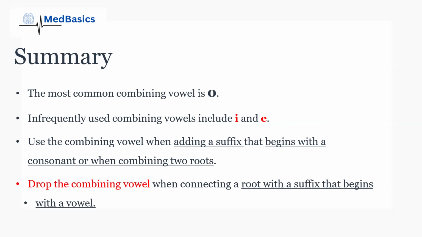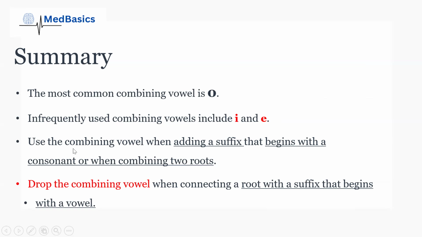But again, you have to know the rules. If the first alphabet of the suffix is a consonant, we are going to use a combining vowel between word roots and suffix, but if the first alphabet of the suffix is a vowel, then we would avoid adding it, right? Okay, so we have five vowels, but the most common vowel used in medical terms is O, and infrequently used vowels are I and E.